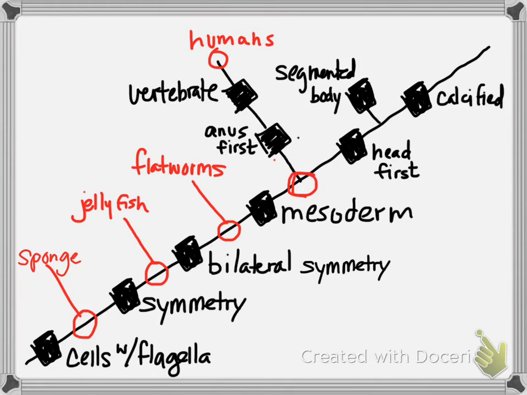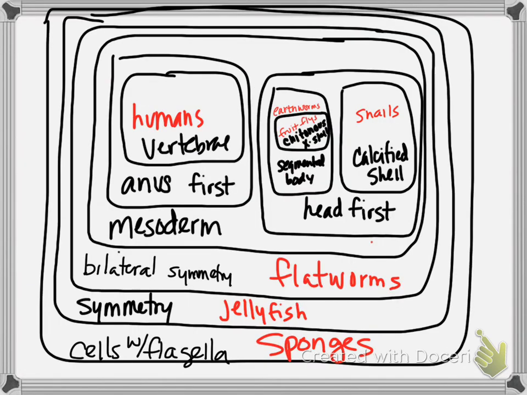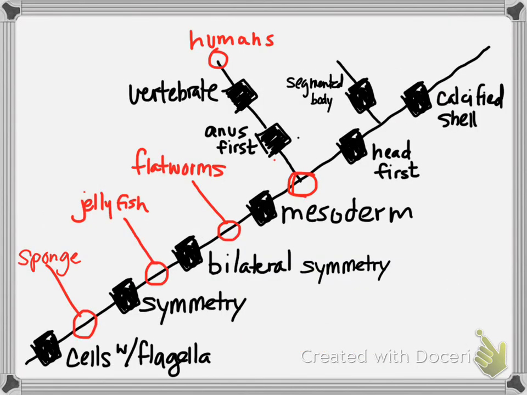Just thinking about how mine is laid out, you can do it either way, it doesn't matter. But just in terms of how much room I have, I think that's going to work better for me. Okay. So with segmented body, do we have any organisms that have a segmented body but no other characteristics? Earthworms.